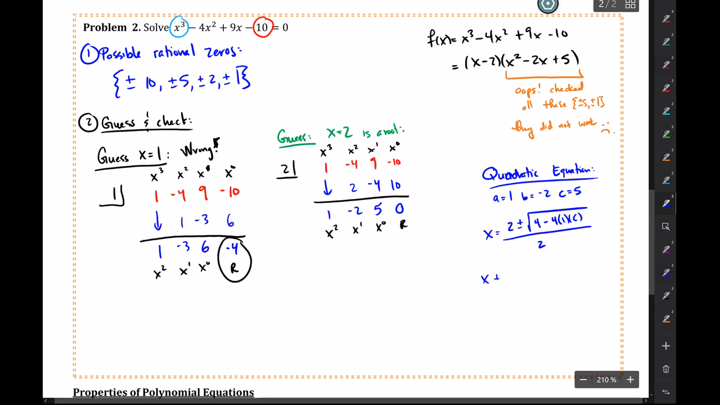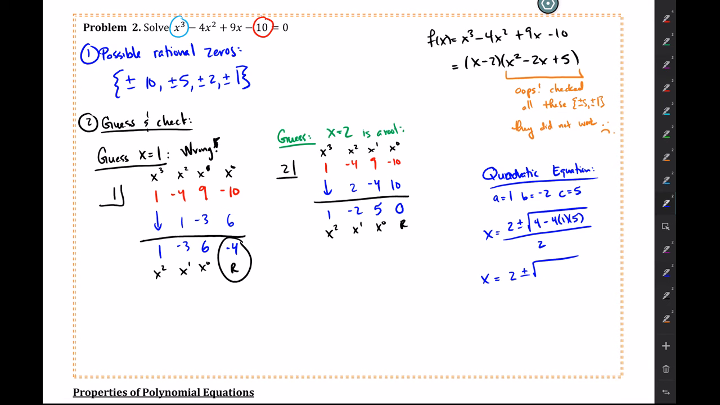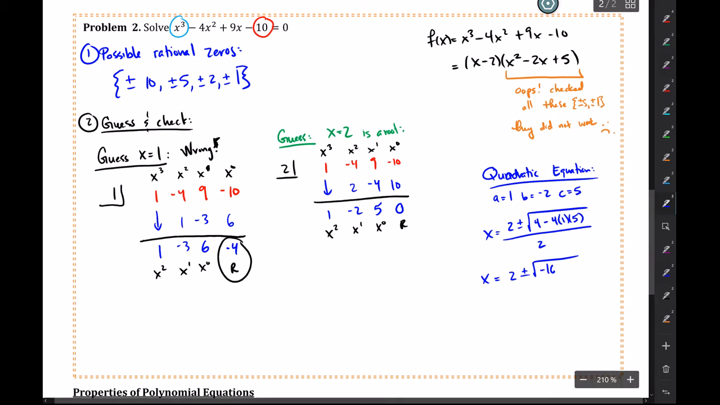And what I get is that x is equal to 2 plus or minus, c was 5 there. So this is 4 minus 16, or 20, which gives me negative 16 all over 2. So x is either 1 plus or minus, that would be 4i over 2, so 2i. Okay?